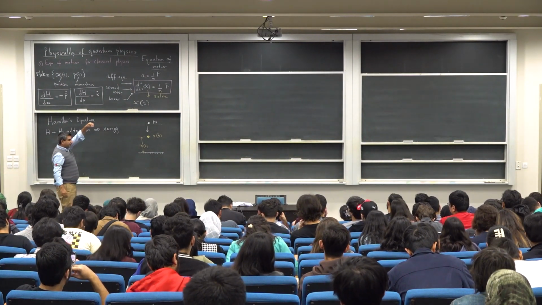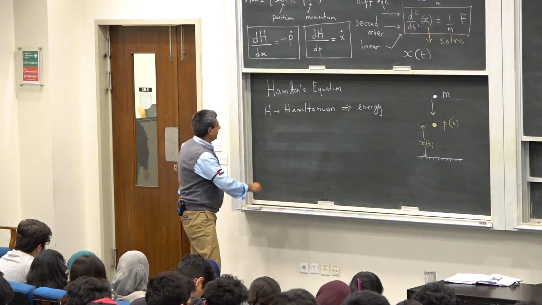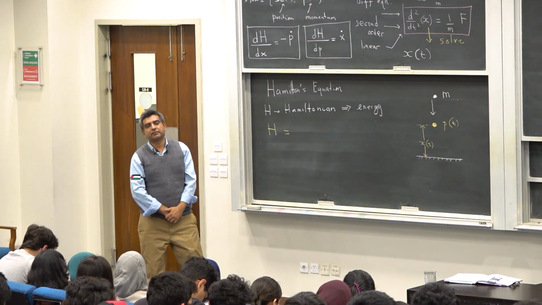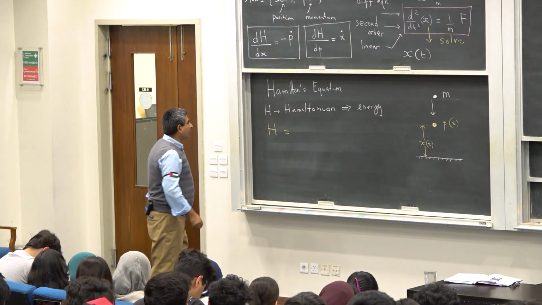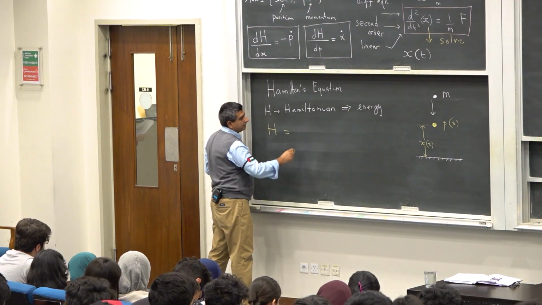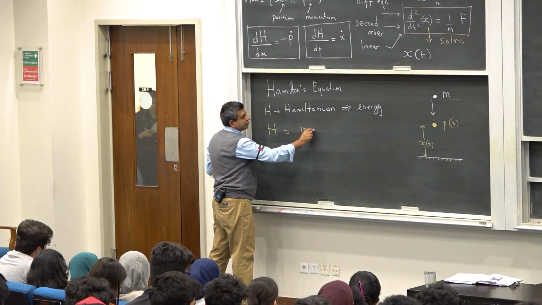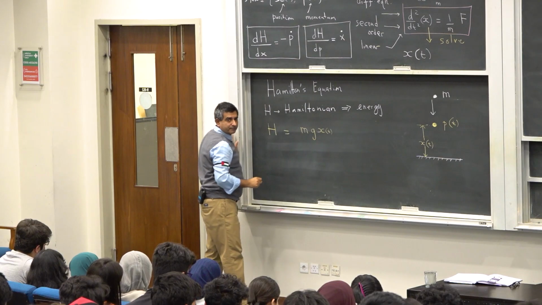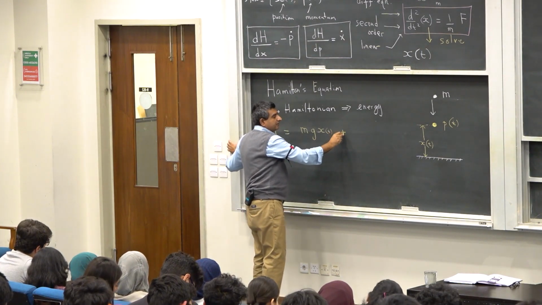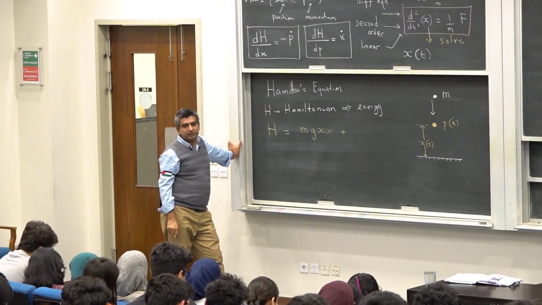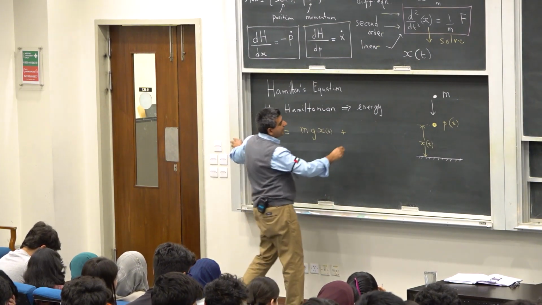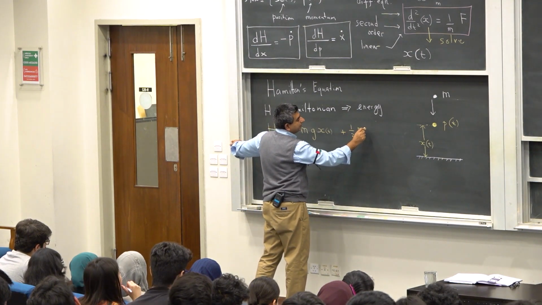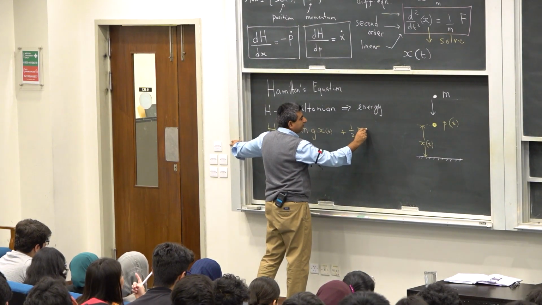Now for this object that's falling to the earth, what is the energy? What's the energy of this object at any instant? Yes. So what is its potential energy? mgx. Now this x is a function of time, plus the kinetic energy. So what's the kinetic energy? Half mv square. Okay, let's write v square.